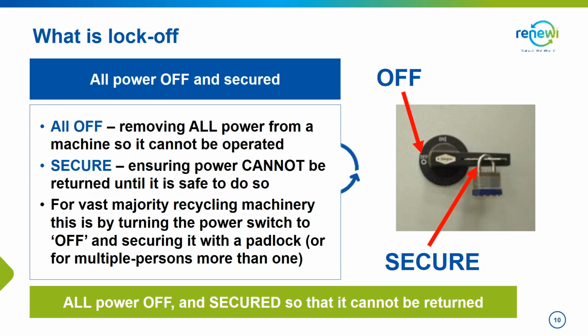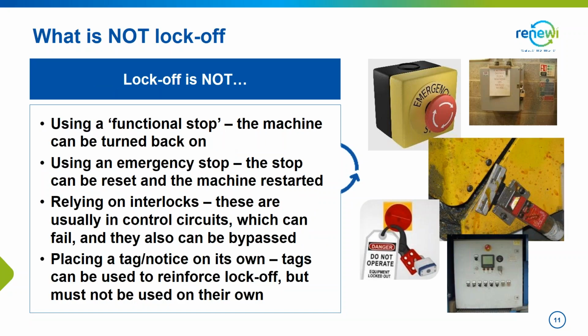Now, for the vast majority of recycling machinery, balers, conveyor assemblies and so on, that means turning the equipment off at the main isolation switch and securing with a padlock so that it can't be turned back on again. That's quite basic. It's not difficult, lock off. What is not lock off is simply using a functional stop. So for example, pressing the off button on a control panel, because the machine can be turned back on again easily. It is not using an emergency stop, because the machine can be reset and turned back on again.